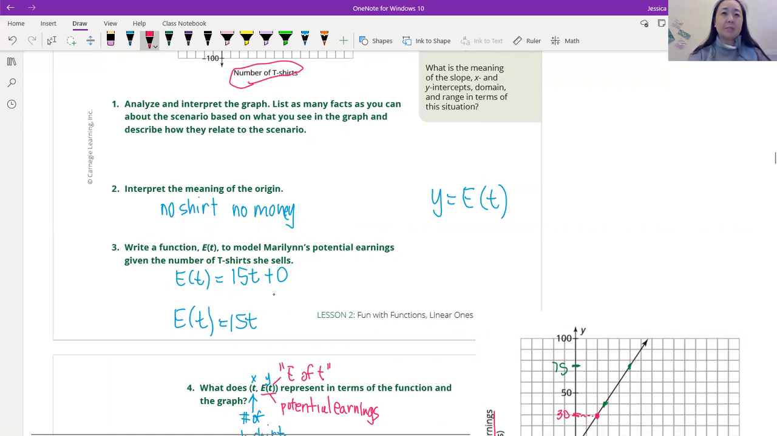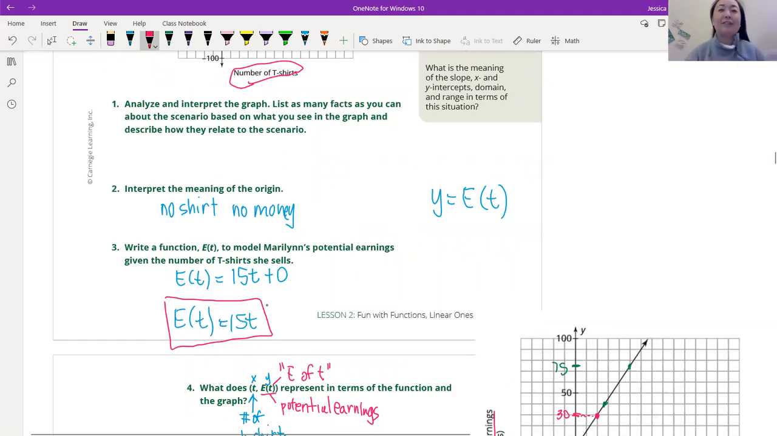And then why is it plus 0? Because what's her initial amount of earnings? 0. She doesn't get anything. If she sells nothing, she doesn't get any money. So that's why it's just plus 0, or we would just say this. This is the preferred way. If you write it this way, I know you mean plus 0, right? Some people, I think, are unsure, like maybe the teacher doesn't know what I mean by that.